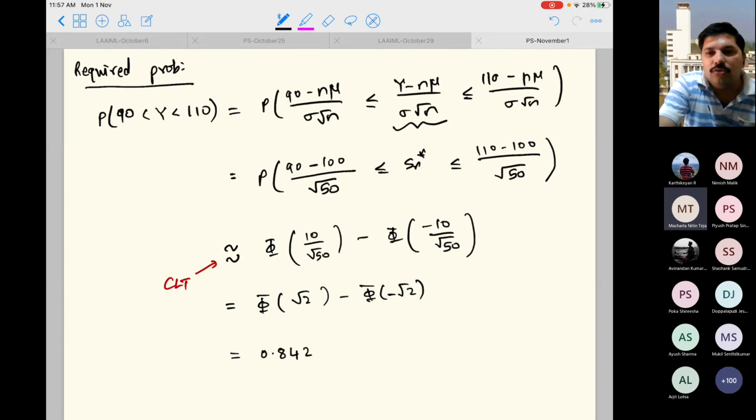So this is how you actually apply central limit theorem. Any doubt about what we have done so far today?